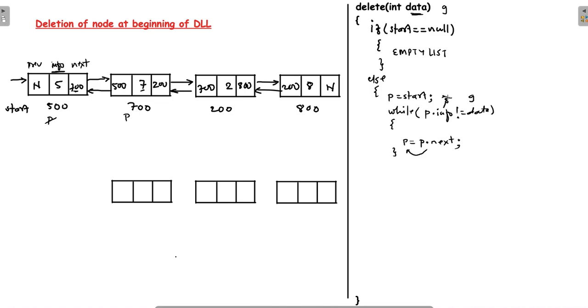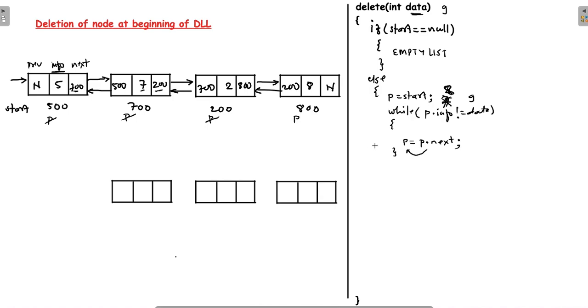Now 7 is compared with 9, which is not equal, so again P of next will be copied to P. P of next is 200, so that will be copied to P. Now P's info is 2, and 2 is not equal to 9. P of next will be copied into P. P of next is 800, so P comes to 800. Then P's info is 8, so this 8 is compared with 9, which is not equal.